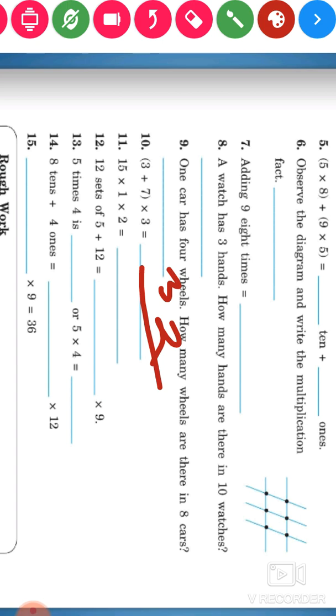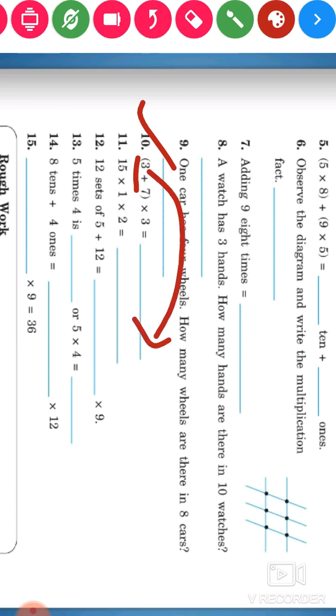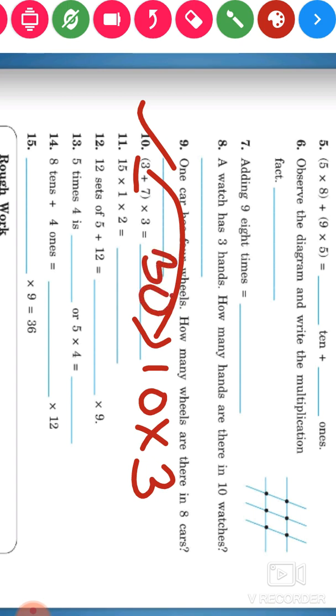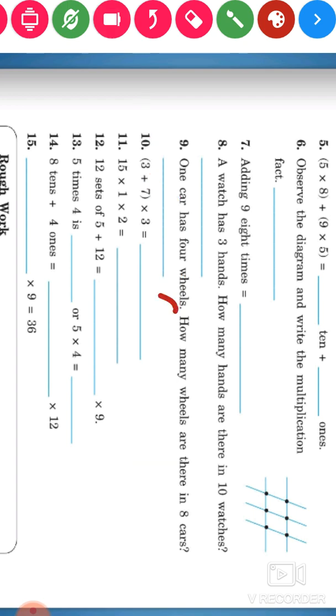Now question number 10. 3 plus 7 multiplied with 3. So first we will solve the bracket. 3 plus 7 will give us 10, and we have to multiply 10 with 3. How much will we get? 10 threes are 30. We will get 30.